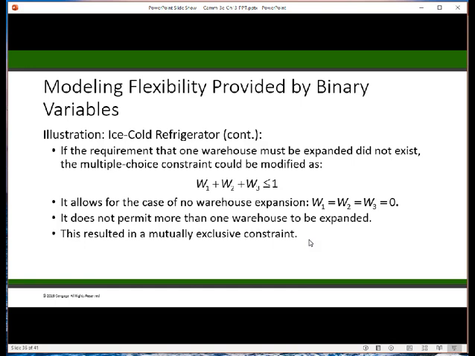It still does not permit more than one warehouse to be expanded. So this is a mutually exclusive constraint. So that's how we would add in the mutually exclusive constraint. We add the less than or equals relation operator.